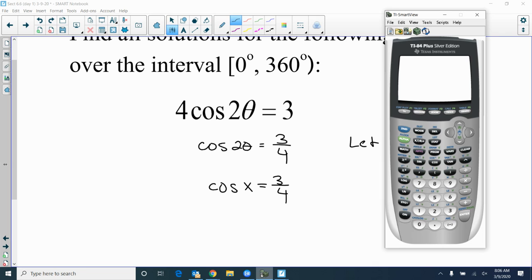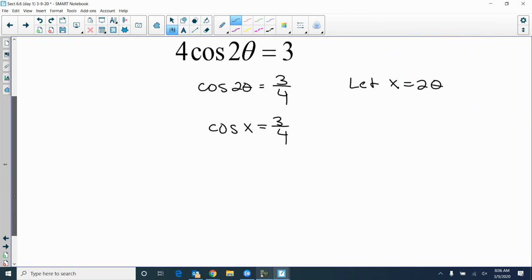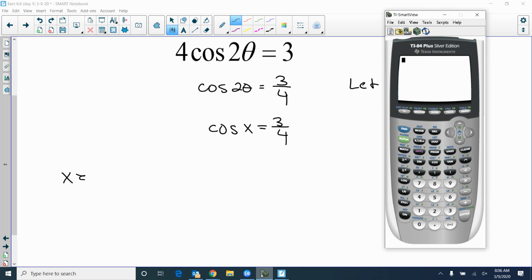Is that a unit circle value? No. Use your calculator. Do inverse cosine of 3/4. Emma, what do you get? 0.72. I think you're in radians. Double check that, convert back to degrees, and everybody else convert back to degrees for that.